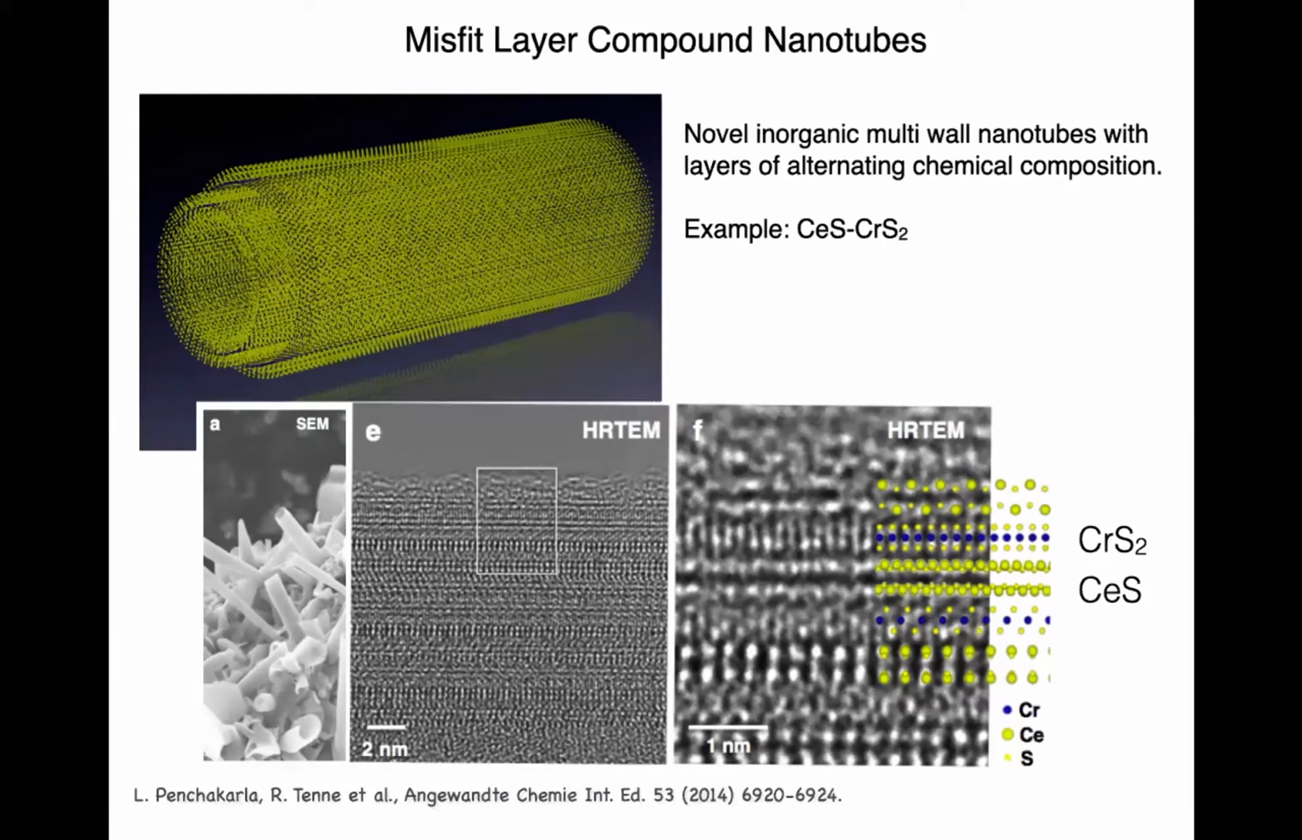And these Misfit layer compound nanotubes are composed of 2D inorganic TMDC layers, which are folded to tubes with alternating chemical composition. So here's an example of a cerium sulfide, chromium disulfide nanotube, where we see the outer tubes of the nanotube in atomic resolution in this high resolution TEM image that was taken back then in 2014. The TEM image, although it had atomic resolution, didn't really show very clearly the structure. So you need to know a little bit about the structure in order to assign the lattice structure like I did here on this slide.